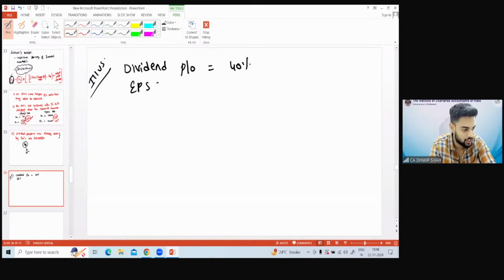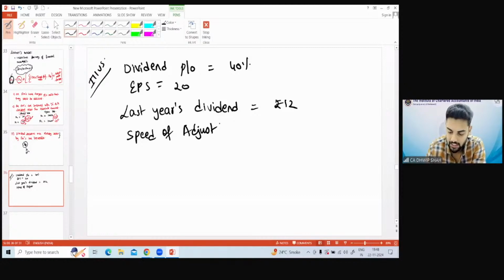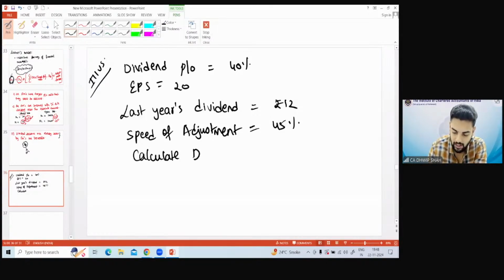EPS, earnings per share, is 20. Okay. Last year's dividend. Company paid dividend in last year of rupees 12. Okay. And adjustment factor or speed of adjustment, or I would say the willingness of financial manager to accept the change is 45%. Calculate D1 as per Lintner's model.